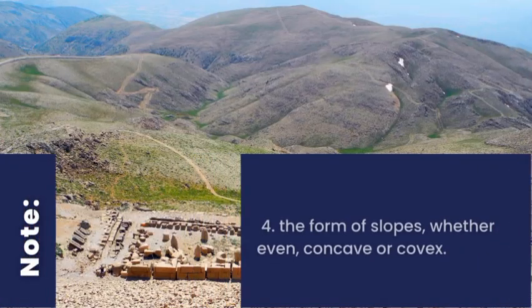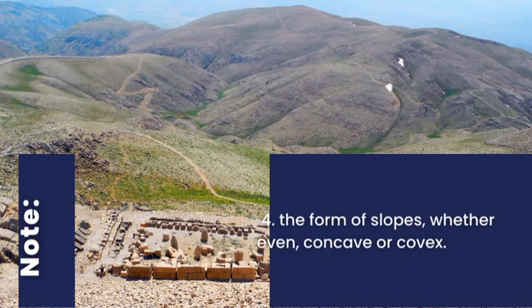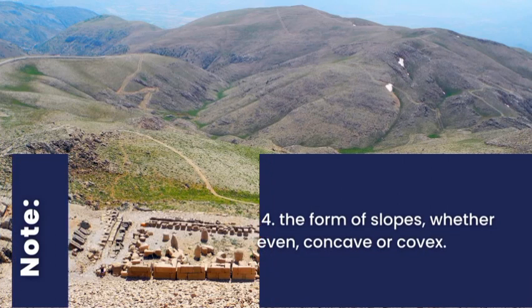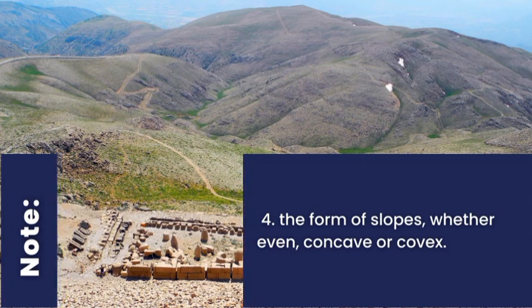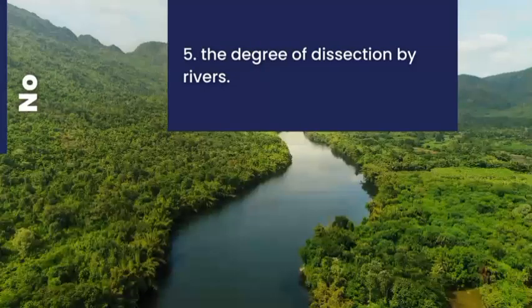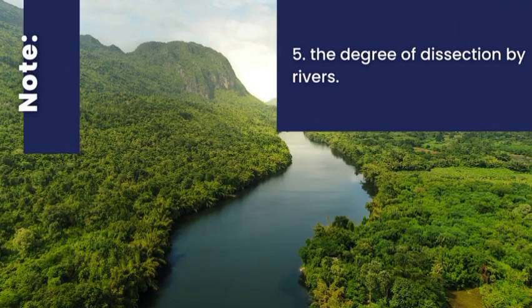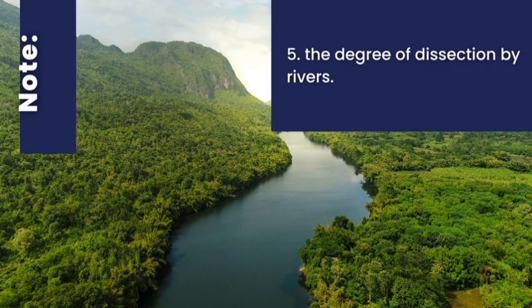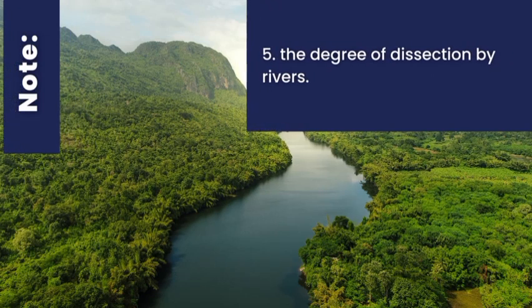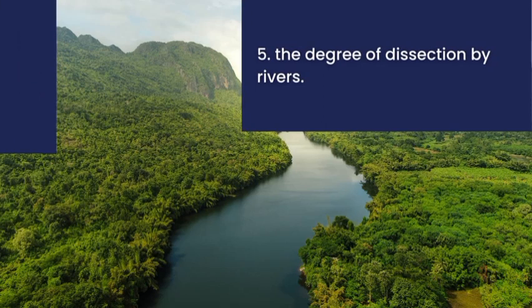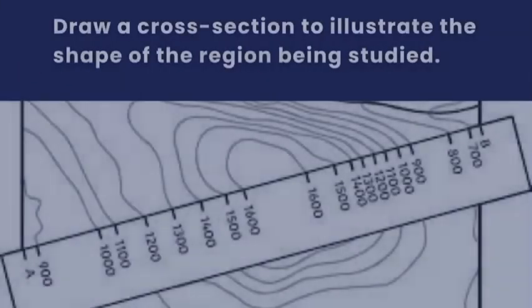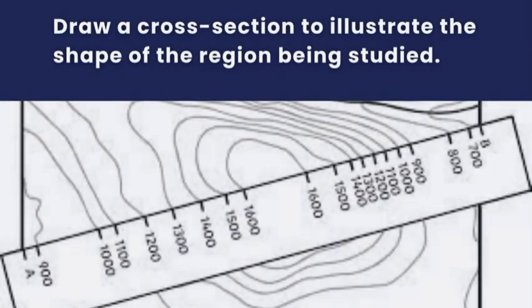Also, we need to get the form of the slope that occurs in such a highland, whether it be even, concave or rather convex. There's need for description by the degree of dissection by rivers as well in order to get a distinctive description of this island. For so doing, we should be able to draw a cross section so that we'll be able to get more detailed information about this region of island in description.